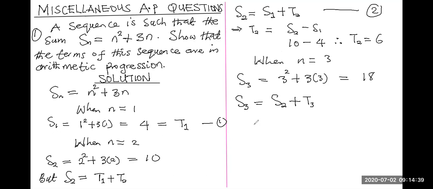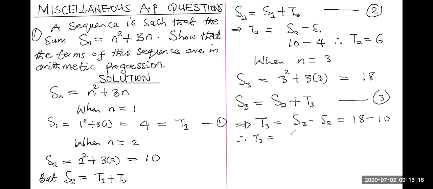Now we have another term. It implies that if you want to get the sum 3, it is the first two we have added originally plus the third term we now have. I'll call this equation 3. That implies from equation 3 that our third term, t3, is equal to S3 minus S2. So sum 3 gives us 18, minus sum 2 which is 10. Therefore, our third term, t3, is equal to 8.